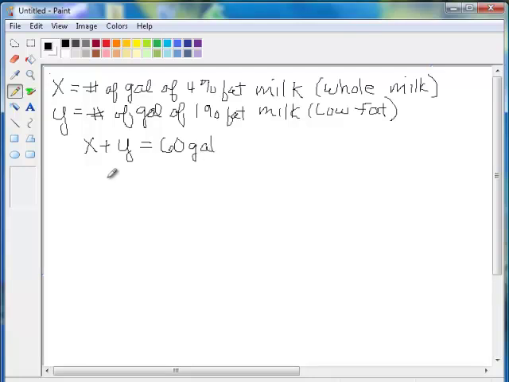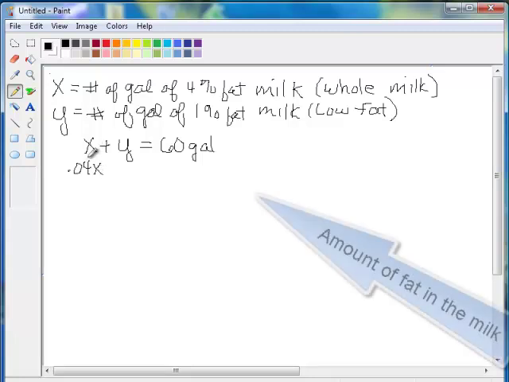The other thing we know is the amount of fat that is in each of the milks. The whole milk has 4% fat, so if we take 0.04 times X, the amount of milk, that'll give us the total amount of fat in the mixture. And we will do the same thing for the 1% milk, so 1% of Y. All that should add up.